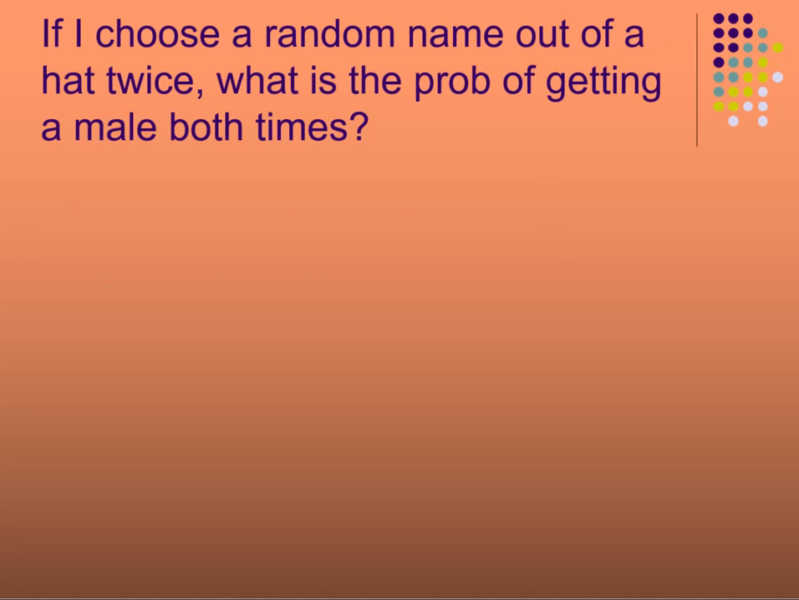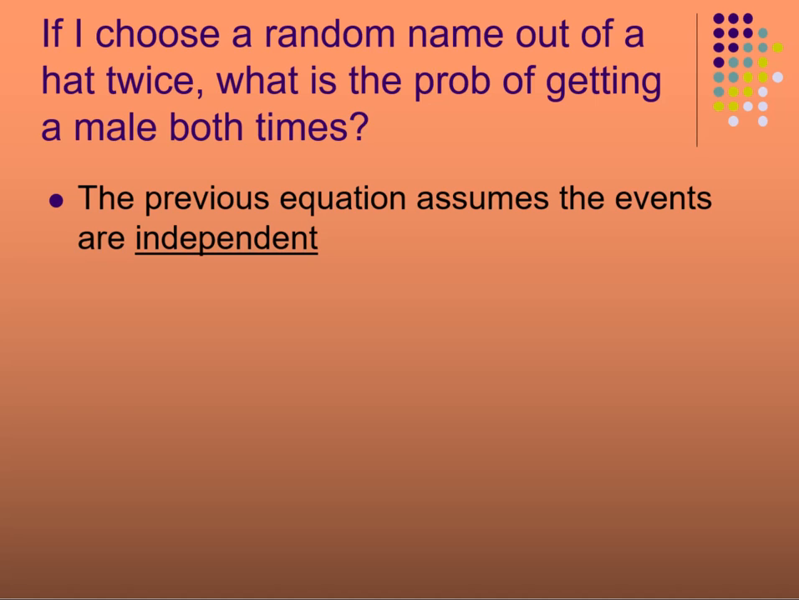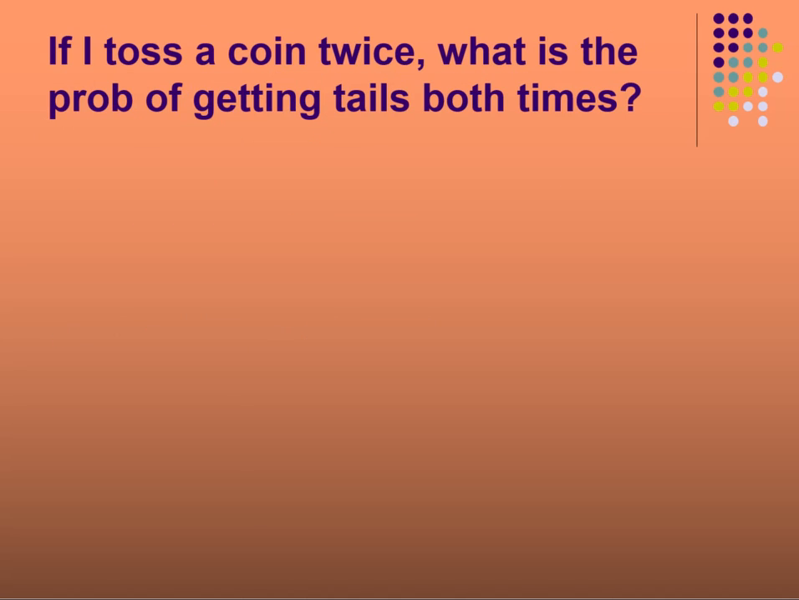So let's imagine I'm choosing a random name out of a hat twice. What is the probability of getting a male's name both times? We'd have to do it either with independent probabilities, so we'd multiply it. And then we'd go on to the next example, which is if I toss a coin twice, what is the probability of getting tails both times?